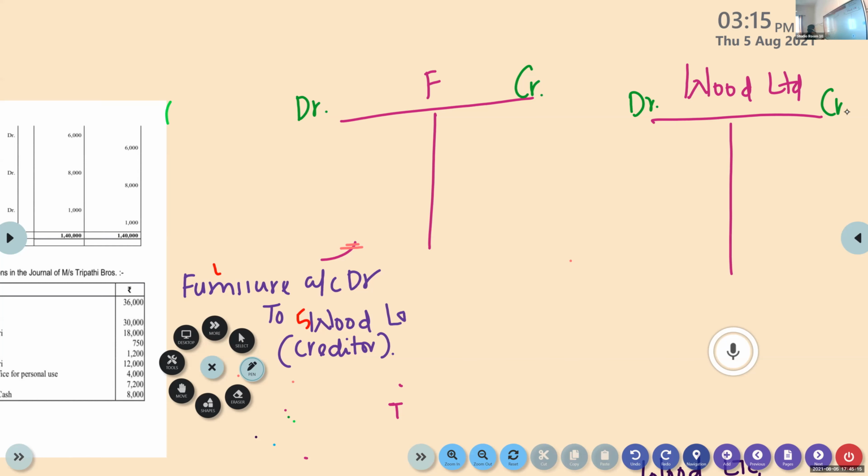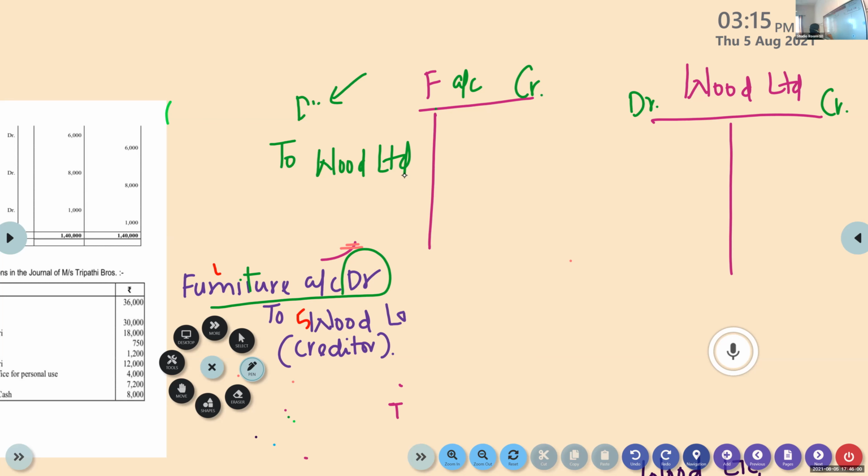So what to do in the furniture account? Where should I write the amount? Furniture account debit. So in the furniture account, on the debit side, I am going to write, oh sorry, not cash. What is it? To Wood Limited. Okay?